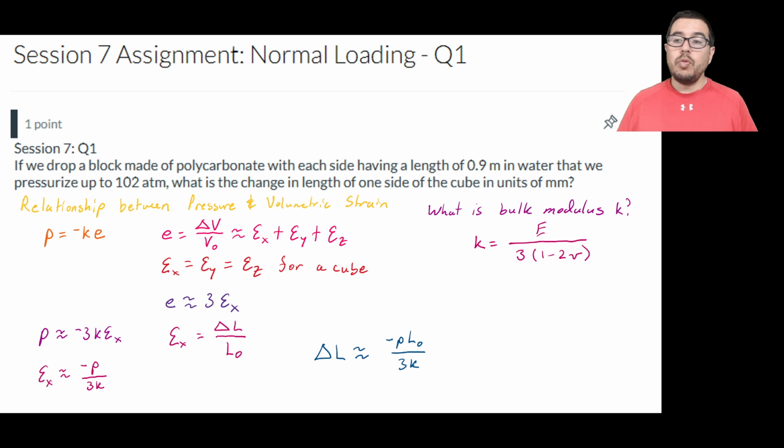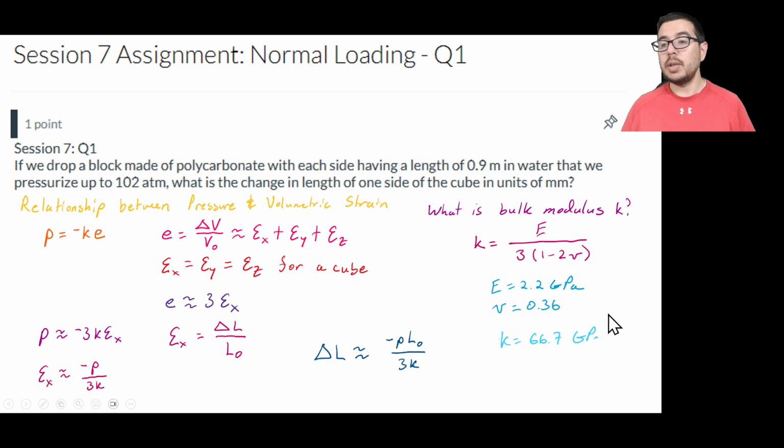So for polycarbonate, we've stated a couple slides back in the lecture that we have 2.2 gigapascals for its elastic modulus and a Poisson's ratio of 0.36. This means that the bulk modulus comes out to be 66.7 gigapascals. So now what we need to do is essentially plug in this bulk modulus, plug in the appropriate values here, and see what the change in length might be.